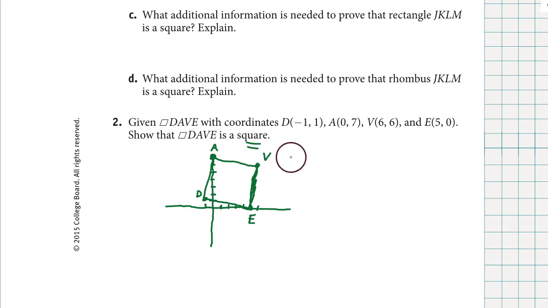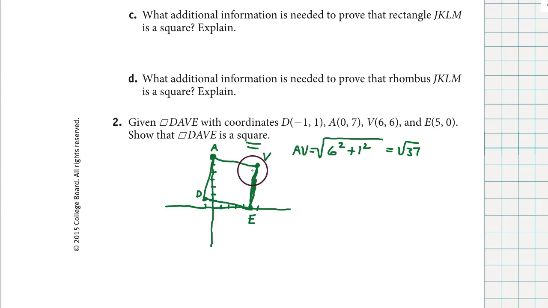For example, if we wanted to find length AV, we would use the distance formula. The horizontal distance across here is 6 units. The vertical distance between A and V is just 1 unit. And this is the square root of 37. Do the same thing on all the other sides to see if you get the square root of 37. And if you do, then the sides are equal.